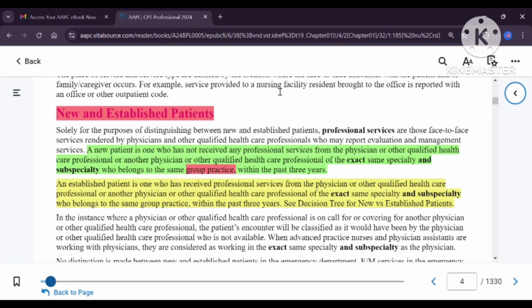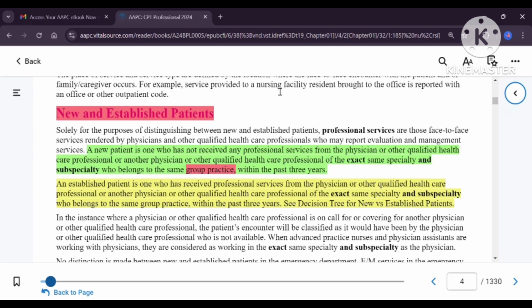A new patient is a patient who has not come to the hospital for any treatment within the period of 3 years to the same specialty or subspecialty doctors. Then only he will be considered a new patient. Then who is an established patient? Within the past 3 years, the patient has visited the same hospital to the same specialty or to the same subspecialty. Then he will be considered an established patient.